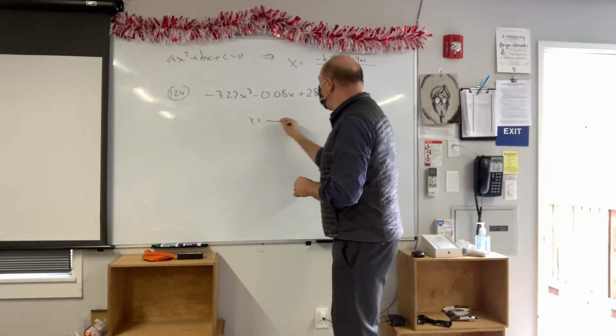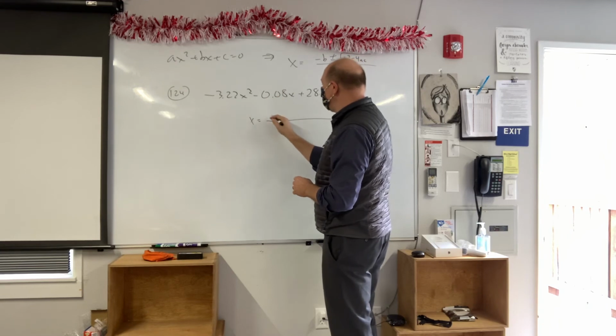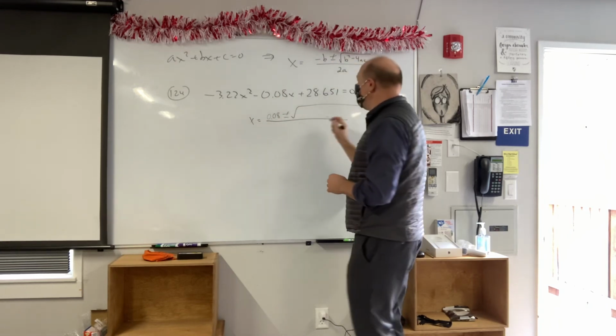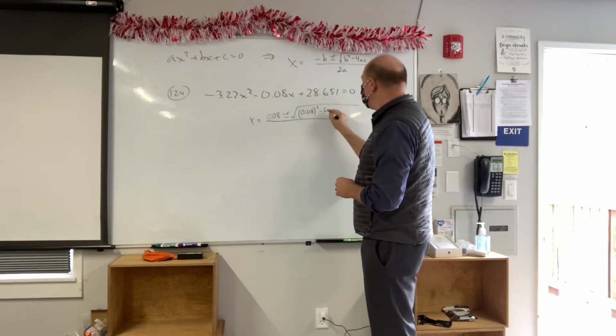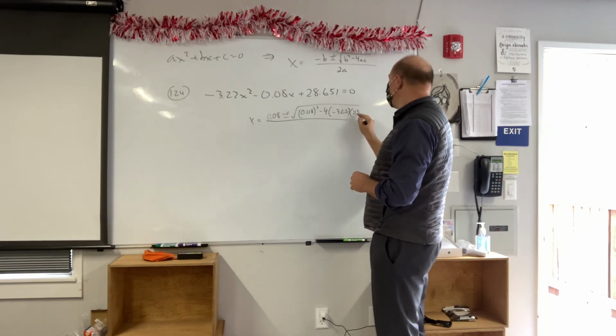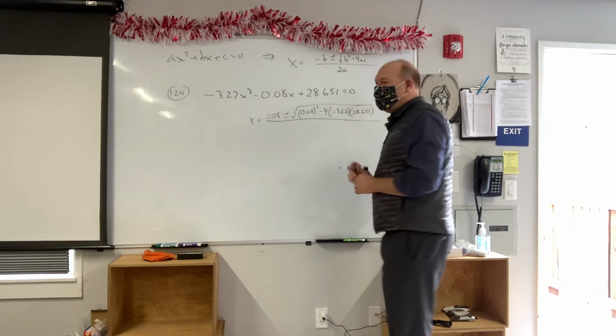I'm going to go with the opposite of this, so 0.08 plus or minus the square root of 0.08 squared minus 4 times negative 3.22 times 28.651. And at this point, we only are going to get approximations.